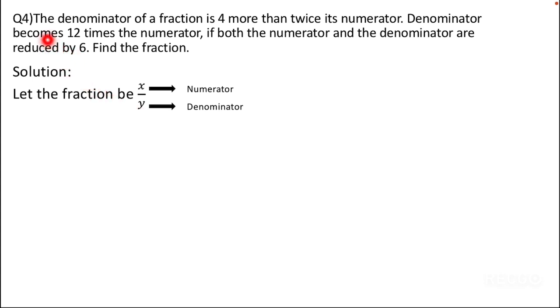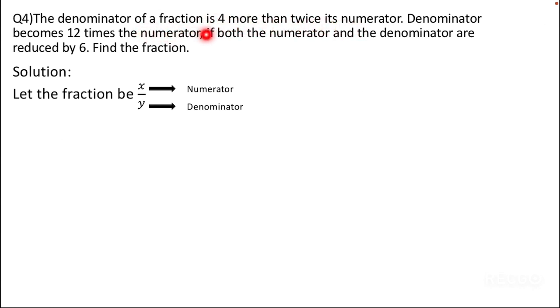So the first condition says that the denominator of a fraction is 4 more than twice its numerator. So the denominator of a fraction, and we know that denominator is what? Y. So here they are saying that the y of a fraction is 4 more than twice its numerator, which means that y is equals to 4 more.